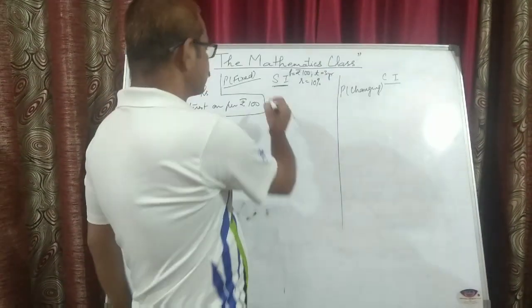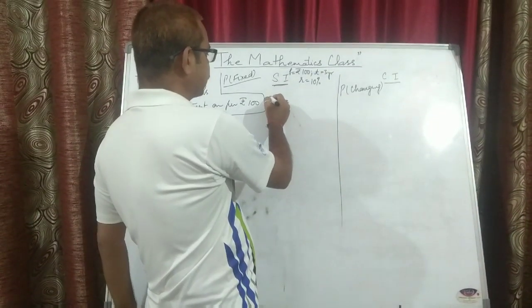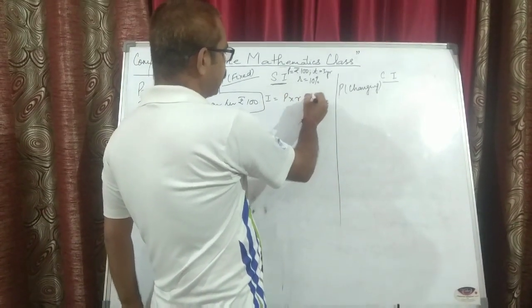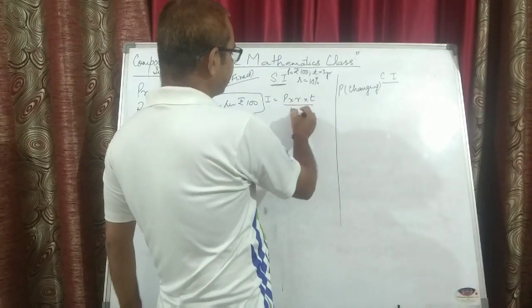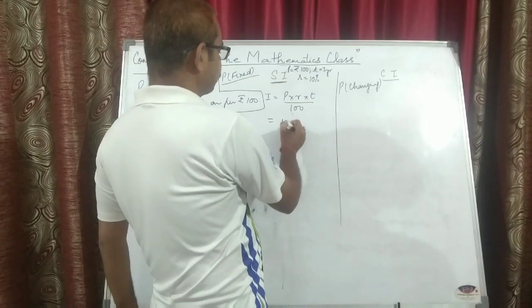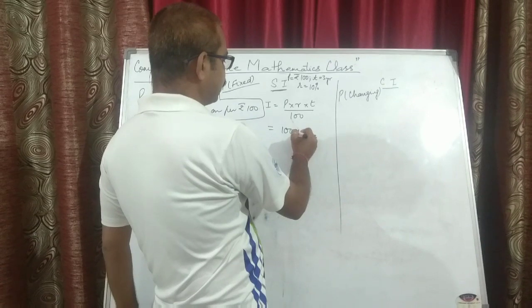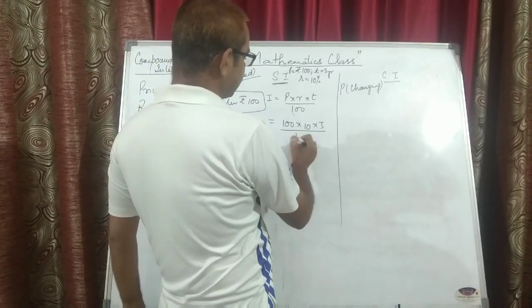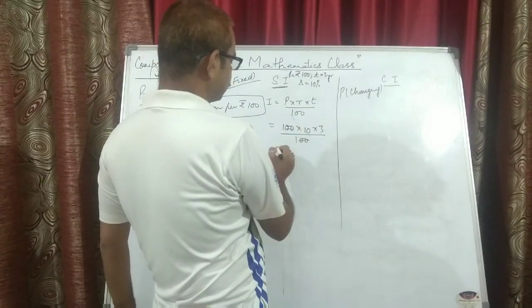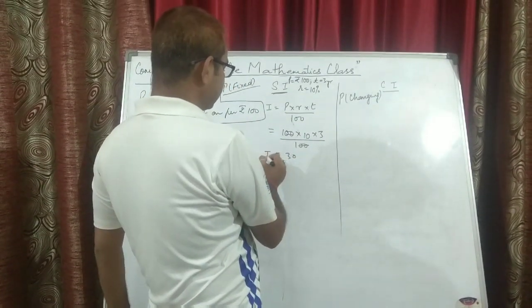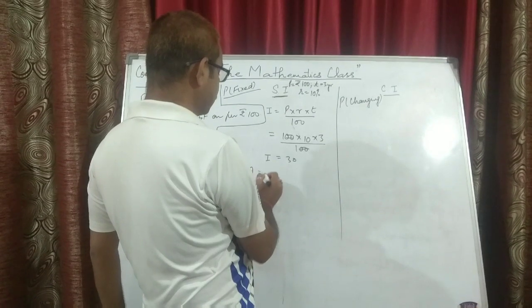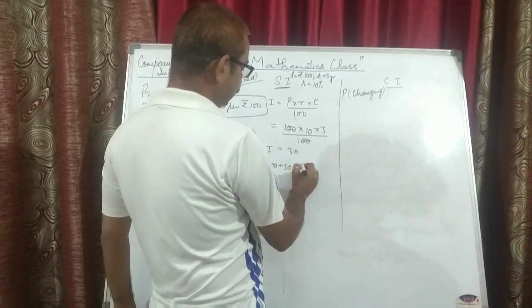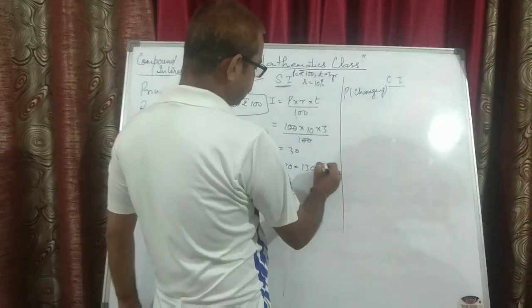Data remains the same. So in this, you know that simple interest is equal to P into R into T upon 100, where P is principal, that is 100 given, rate is 10%, time is 3 years, upon 100, so it becomes 30 rupees. That is the interest. So amount becomes 100 plus 30. So final value is 130 rupees.